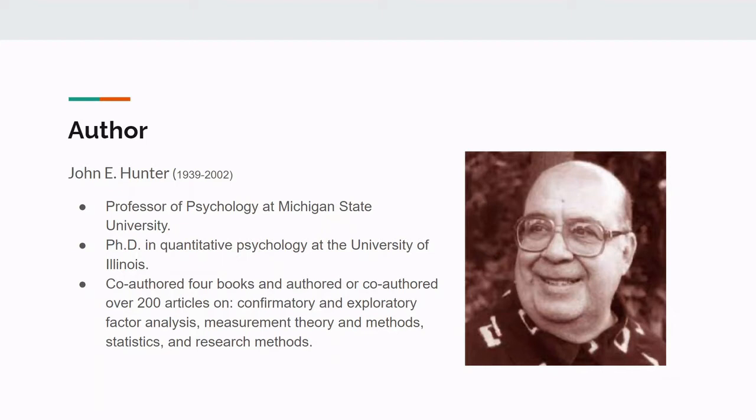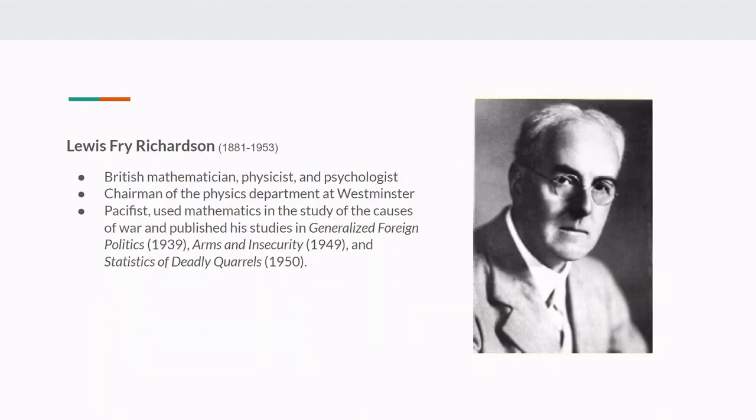To begin with, we decided to give a little introduction on the author of this paper. The author of the paper is John E. Hunter. He was a professor of psychology at Michigan State University, and he got his PhD in quantitative psychology at the University of Illinois. He was very much engaged in the mathematical side of his career. Co-authored 4 books and co-authored over 200 articles on confirmatory and exploratory factor analysis, measurement theory, and methods, statistics, and research methods.